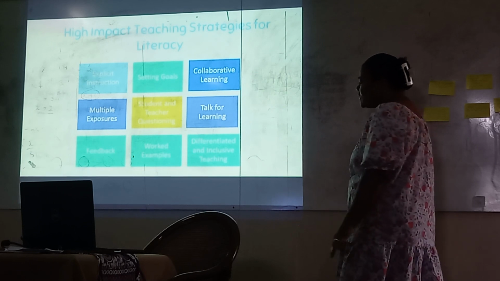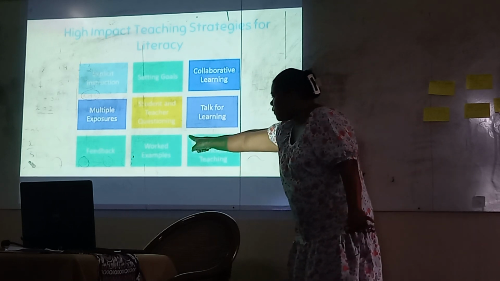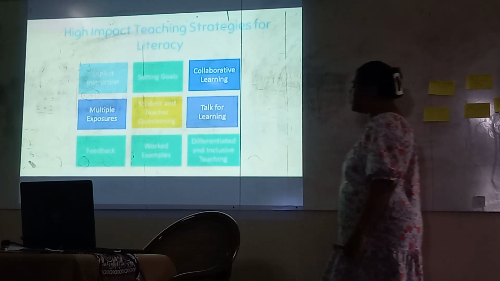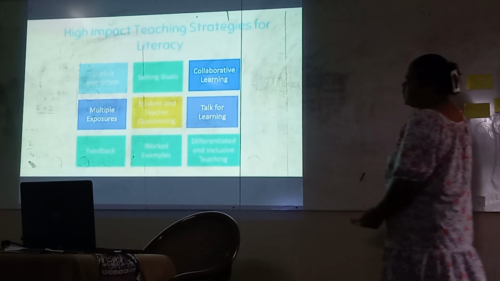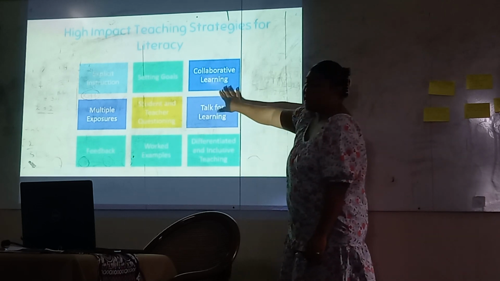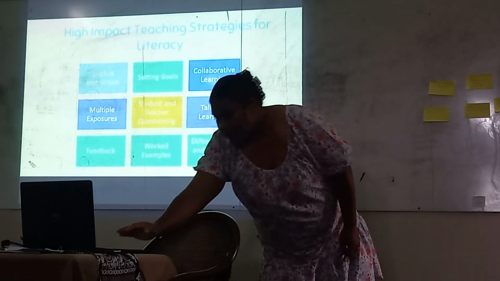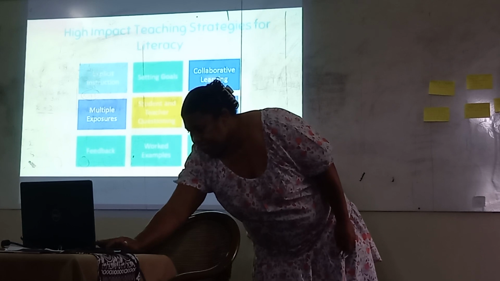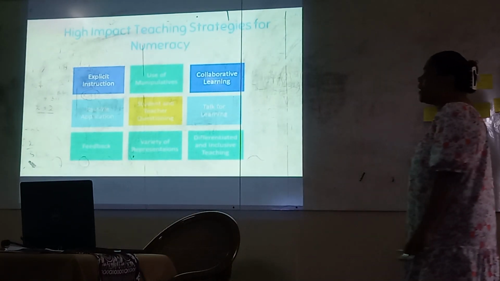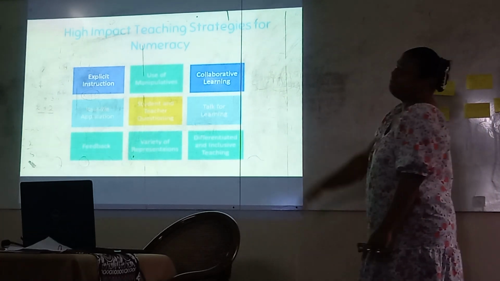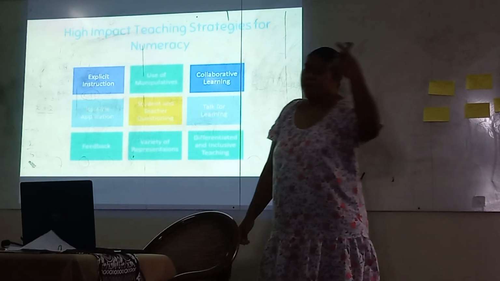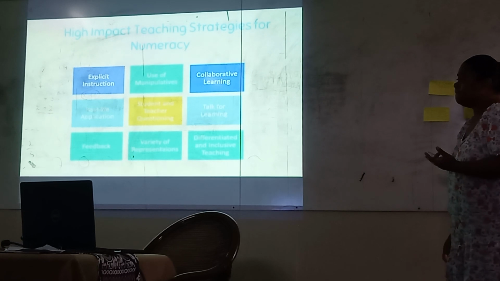Next one, worked examples, and also the one that we are looking at is differentiated and inclusive teaching. So those are the high impact teaching strategies for literacy. There are 9 of them for literacy, and there are 9 as well for numeracy. Can you see the difference? Yes.